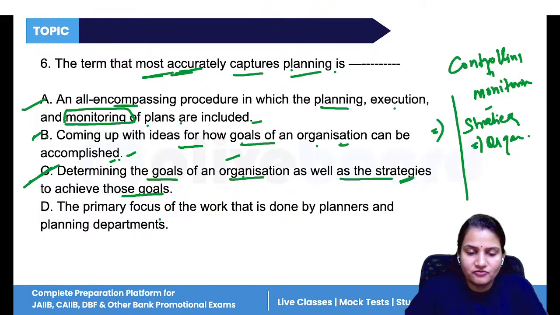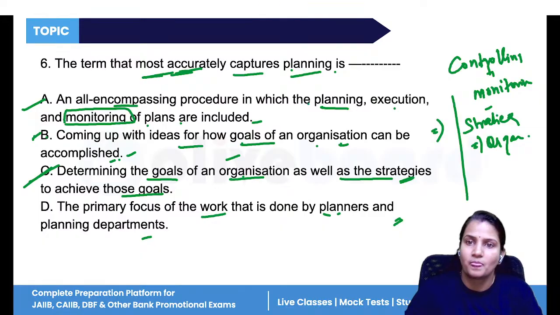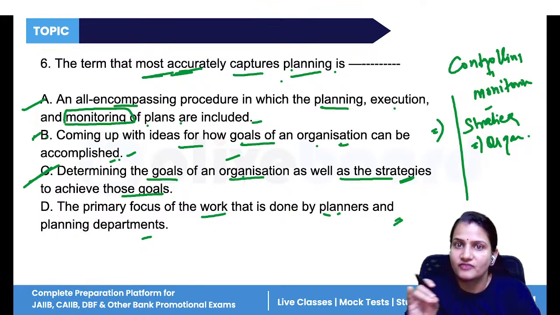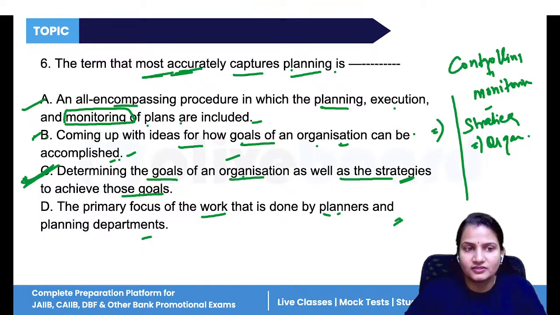All right, the primary focus of the work that is done by planners and planning department, no. See, our question is asking what is planning. In planning, we decide and make strategies for achieving our goals, for achieving our targets. So this is the main thing that we do in planning. So option C accurately captures what planning is. That is why C is the correct answer and the rest three are incorrect. Done? Understood this question?